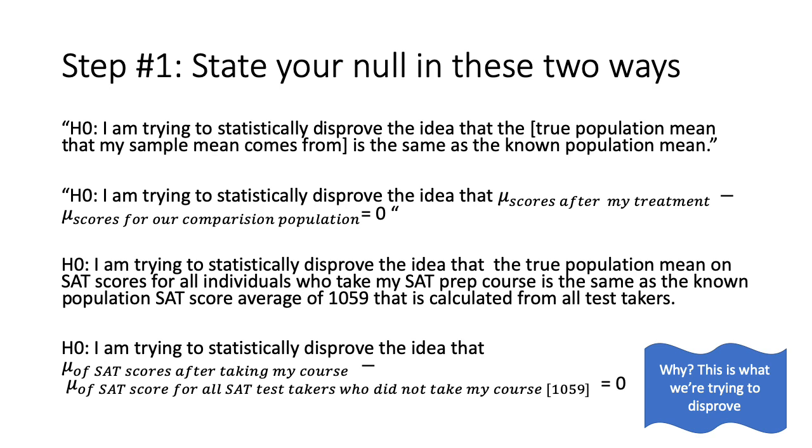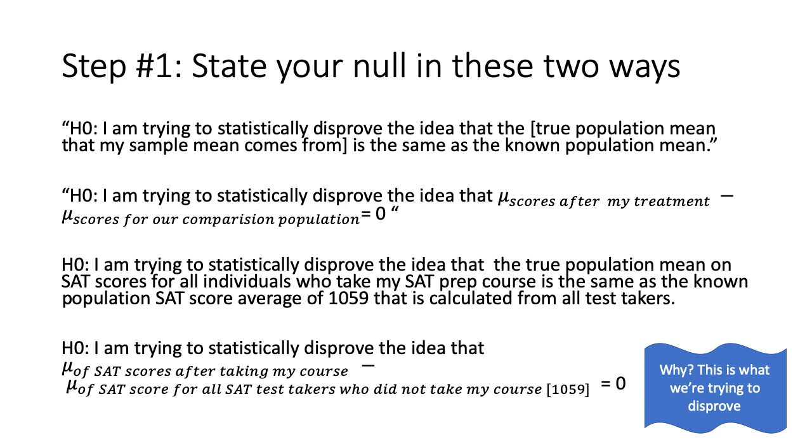So I want to know that as well so I can stop the program if it doesn't work. So my null hypothesis is that my program doesn't work compared to the known national average on SAT scores of 1059. So, my null hypothesis is just that my program doesn't improve or worsen SAT scores any more than the known population average of 1059.